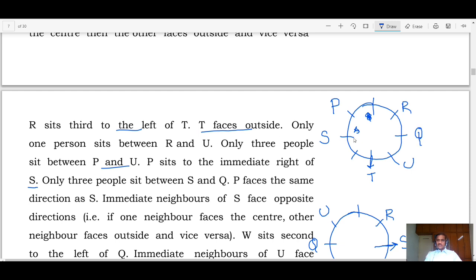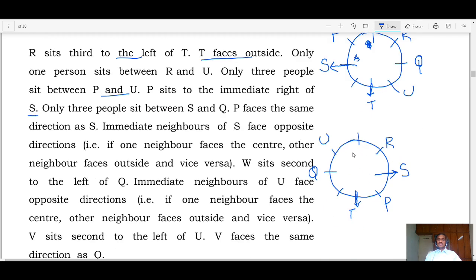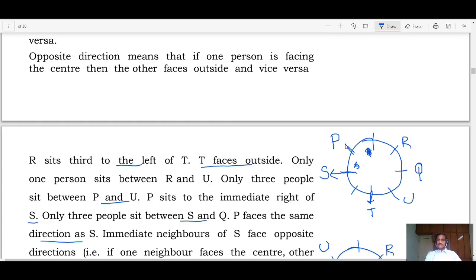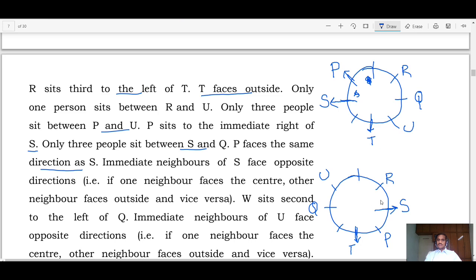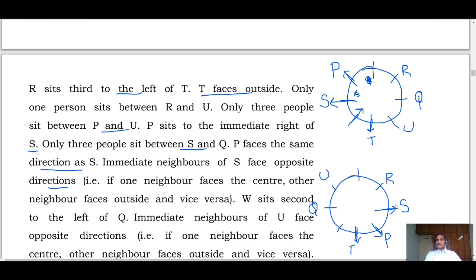P sits to the immediate right of S. Now S is facing away from the center, and P is to the right of S. In both the cases, S is away from the center only. Immediate neighbors of S, and P faces the same direction as S. P and S are facing the same direction, hence P and S are away from the center in both the cases. And immediate neighbors of S face opposite. Whoever this person is, if one is away, the other must be towards the center.